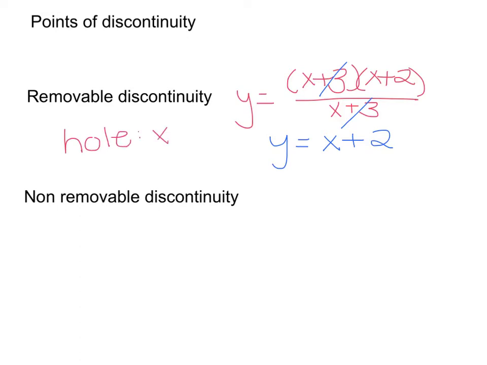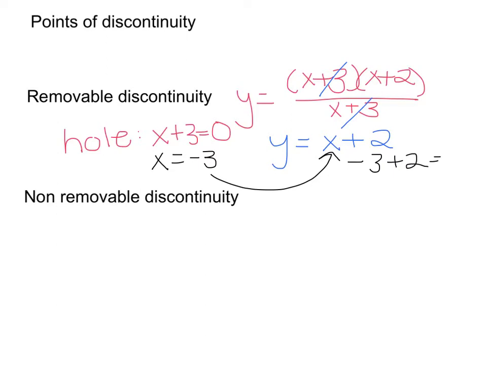And to find out what the hole is, you set x plus 3 equal to 0, and you get x equals negative 3. You then take the negative 3 and plug it into the equation that you have left over to find the point. So when I plug in negative 3, I have negative 3 plus 2, which is negative 1. And then the point is negative 3, negative 1, where there's a point of removable discontinuity.